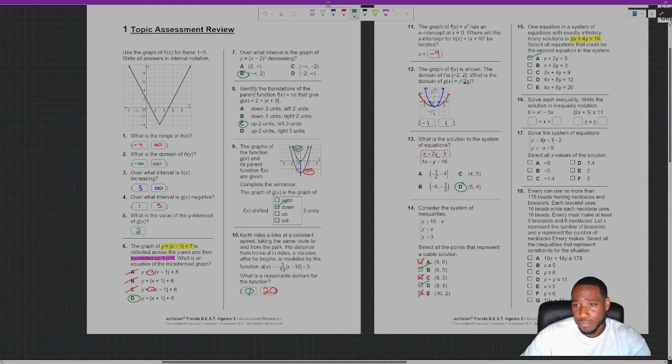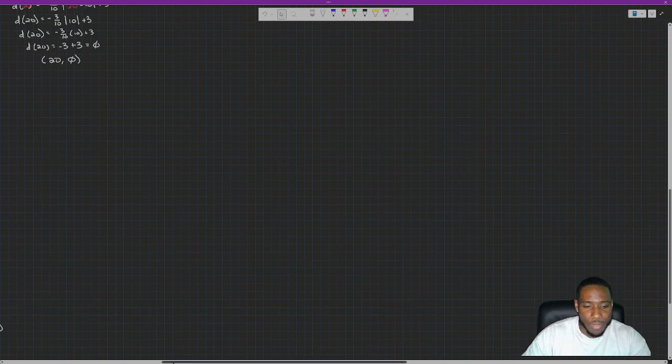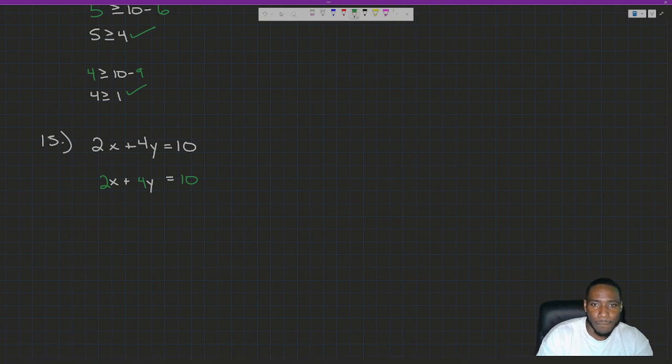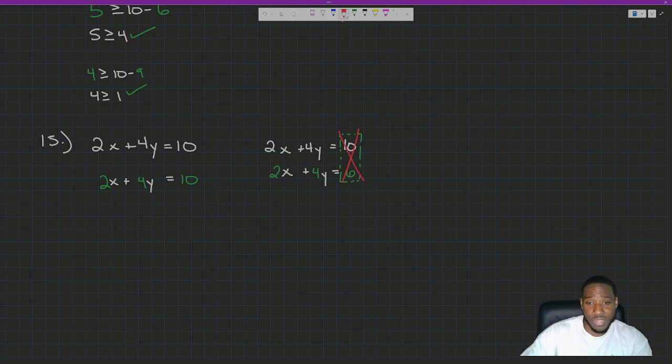pick that one. However, if we tried the same trick with the next equation, where the only difference is we have 2x plus 4y equals 10, and this next one is x plus 2y equals 3. If we tried the same multiplication trick, we'd end up with 2x plus 4y equals 6. And you see how these two are no longer the same. So B does not work as an answer choice.